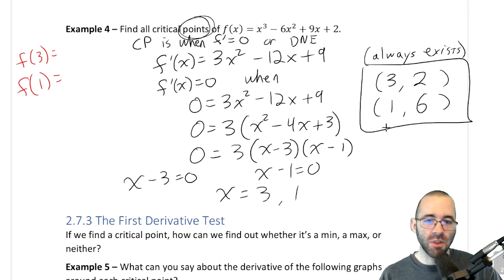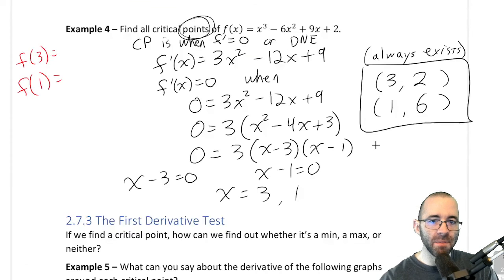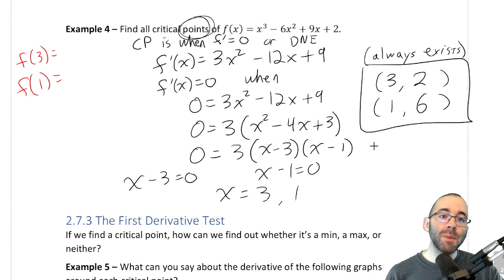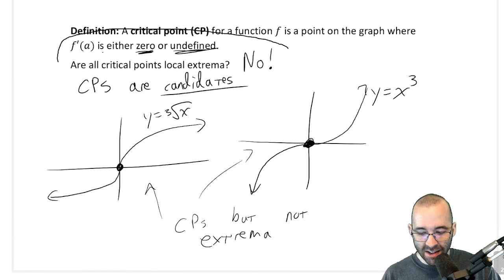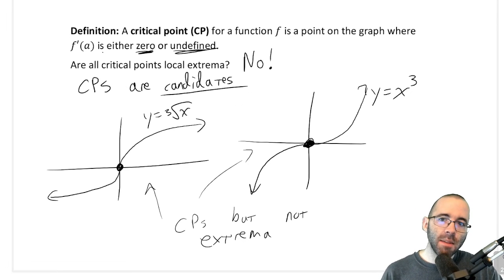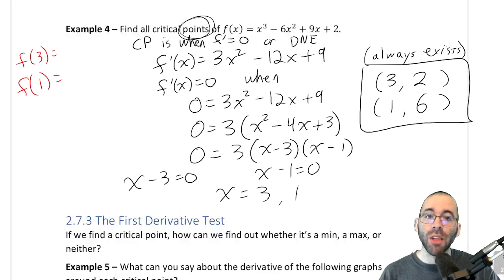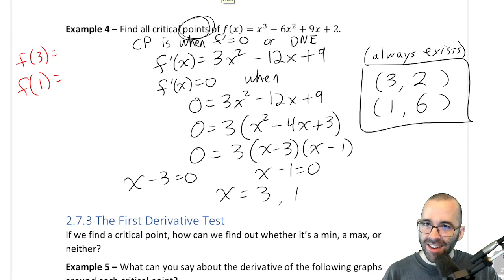Now, of course, we could use the graph to find out whether they're local extrema. The graph tells us that yeah, this is a local max, this is a local min. In the next video, we'll talk about how to tell what these critical points are, if anything, because remember, critical points are just candidates. They don't guarantee an extremum. But we'll talk about how to figure that out without a graph. Sound cool? I hope so, because that's what we're doing next.